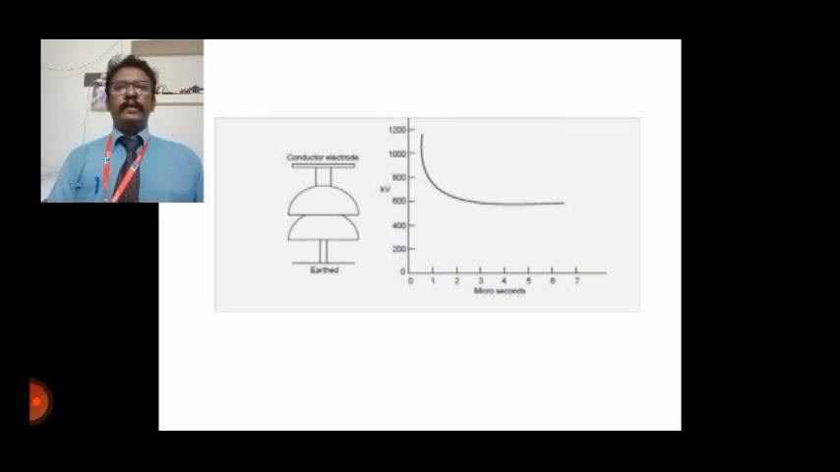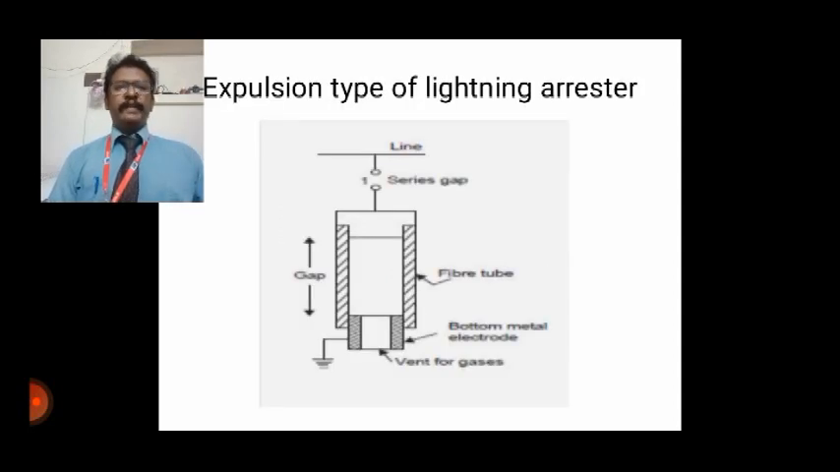This means that every operation of the rod gap results in an LG fault, that is a line to ground fault, and the breaker must operate to de-energize the circuit to clear the flashovers. The rod gap, therefore, is generally used as a backup for the protections. Next, we are going to see about the expulsion type of lightning arresters.